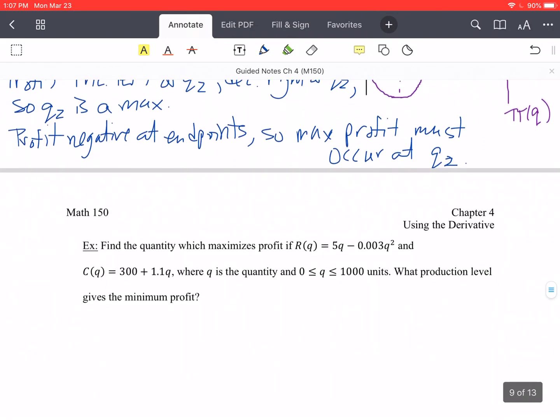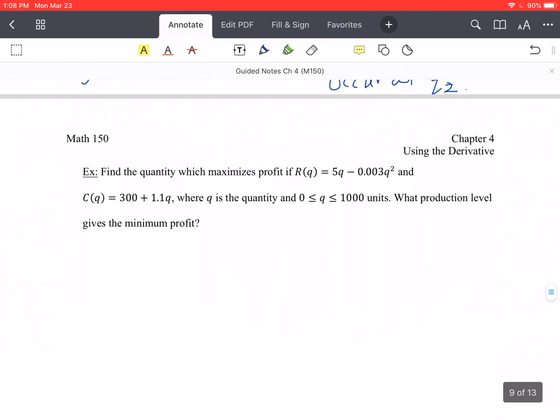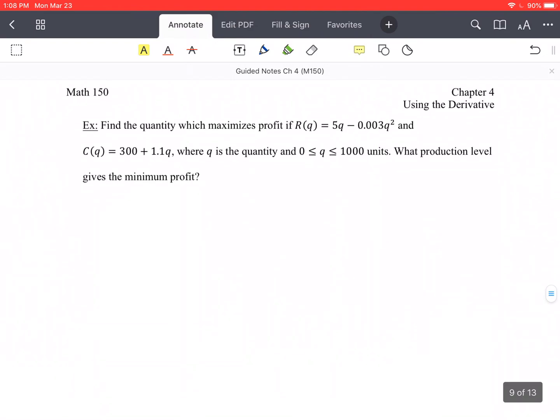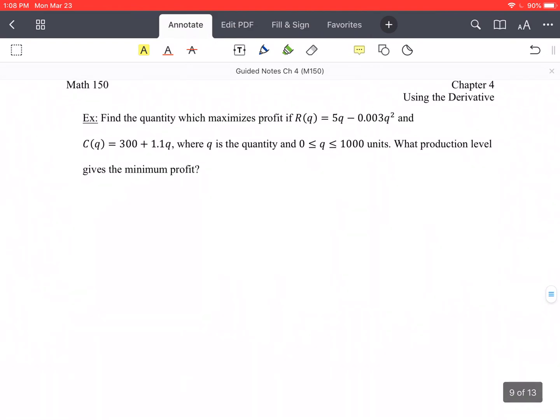So that's a lot of graph interpretation. So now let's look at a more numerical example. Find the quantity which maximizes profit if R of Q equals 5Q minus 0.003 Q squared, and the cost function is 300 plus 1.1 Q, where Q is quantity from 0 to 1,000 units, and we're wondering what production level gives the minimum profit.